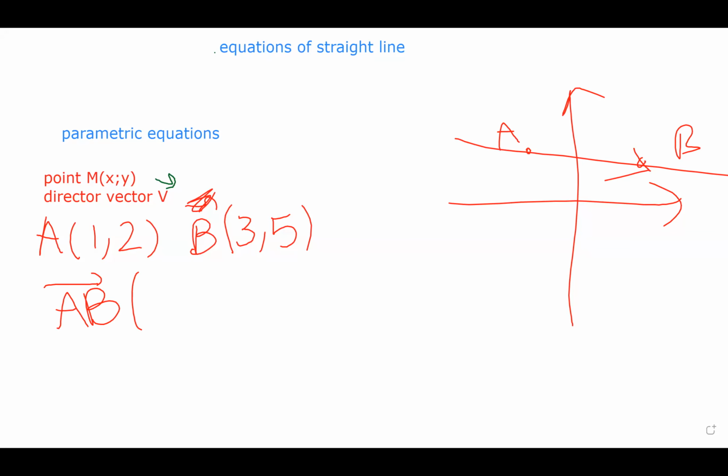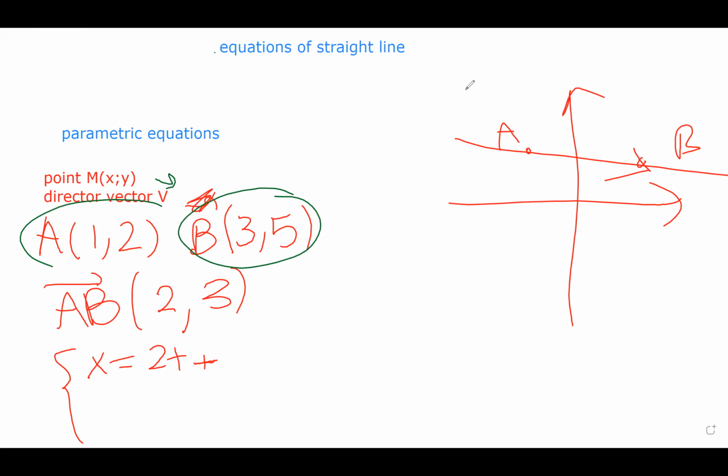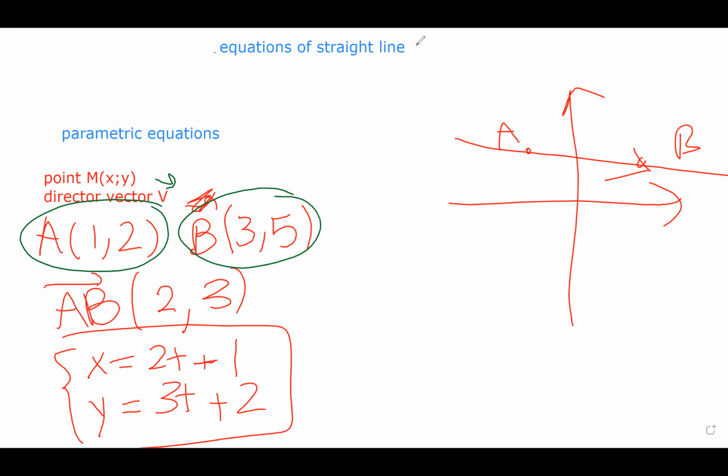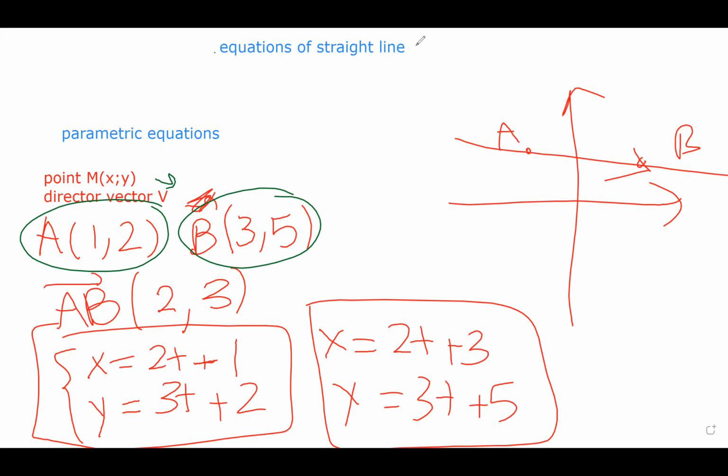How do we find the coordinates of the vector AB? XB minus XA, it's 2. YB minus YA, it's 3. So that's our directing vector. Let us create the parametric equation. X equals 2T plus, and it's up to you to choose A or B. Suppose we chose A: X equals 2T plus 1, Y equals 3T plus 2. You can also, for example, write X equals 2T plus 3, Y equals 3T plus 5. So it's up to you to choose. Both of them are accepted.